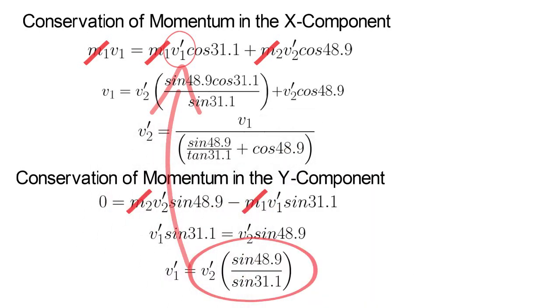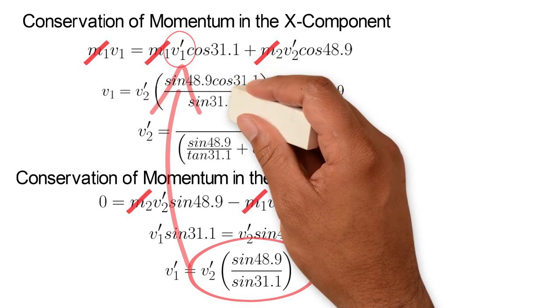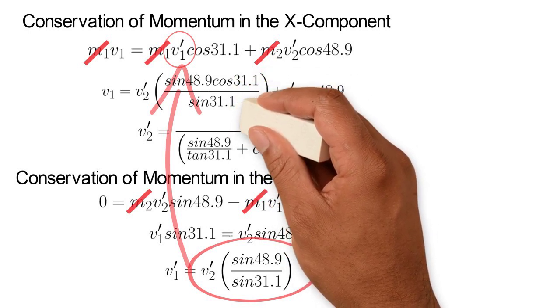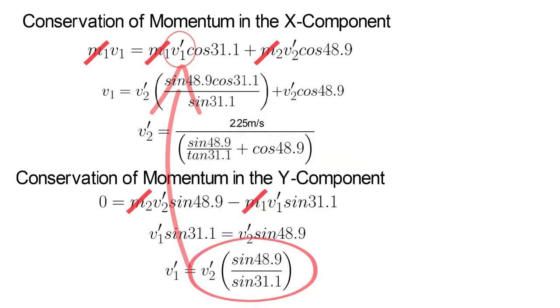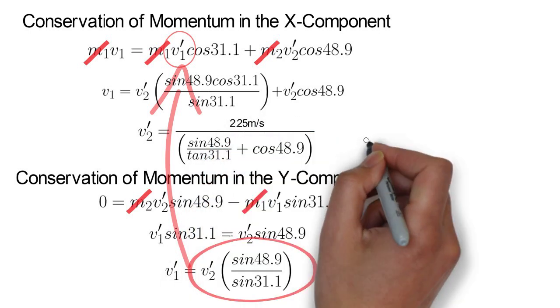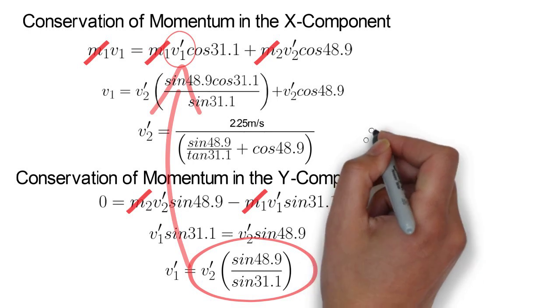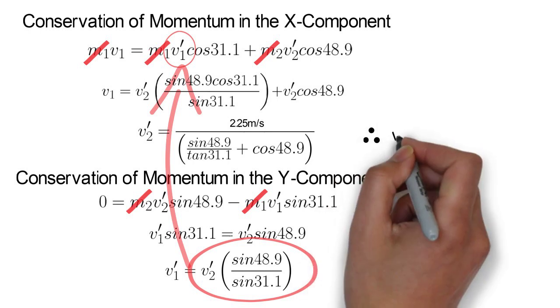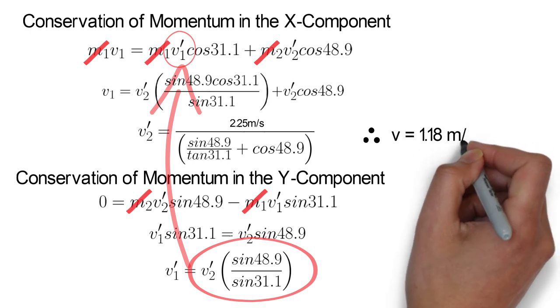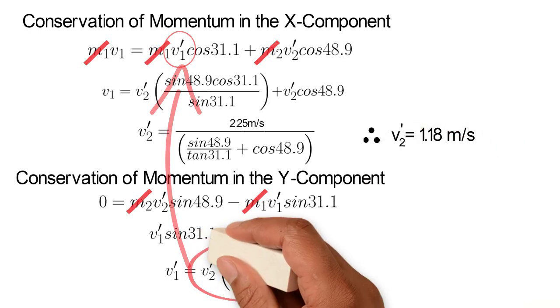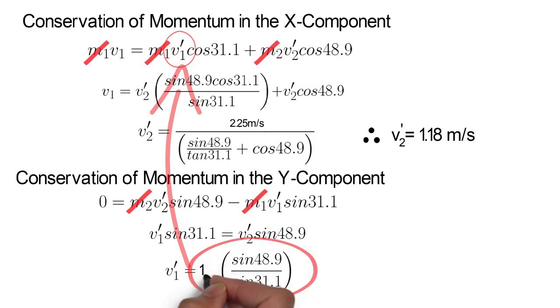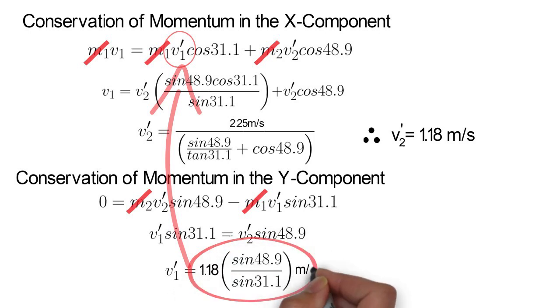Once we plug in our numbers and our initial speed for the first ball, which is 2.25 meters per second, we get a final answer of 1.13 meters per second. We can take this and plug it back into our other equation to solve for v1 prime, which gives us a final answer of 1.72 meters per second.